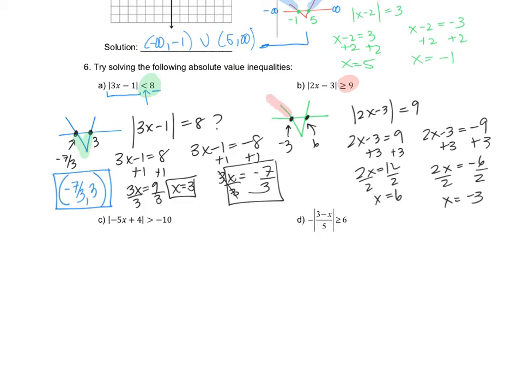So the greater than stuff is going to be above, and it says equal to, so we can actually include those endpoints now. So in interval notation, since it goes forever left, forever right, we're going to say from negative infinity to negative 3, close that up, union, we're going to go from 6 to infinity. And so that would be my solution to the inequality.